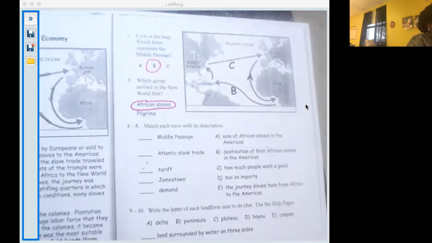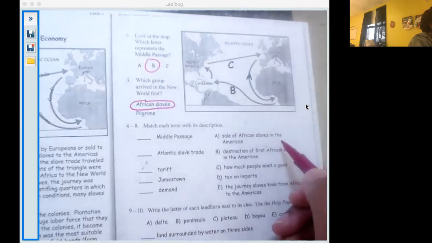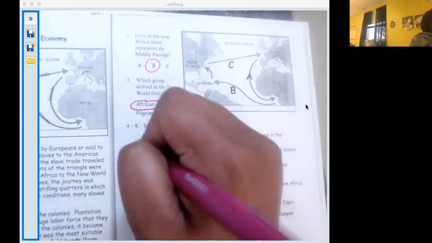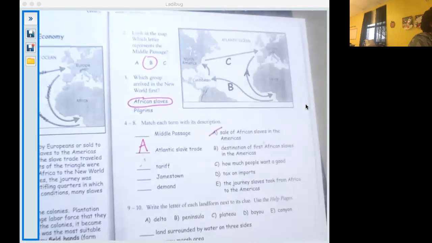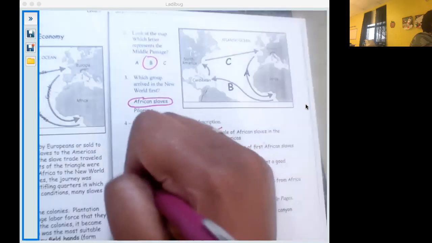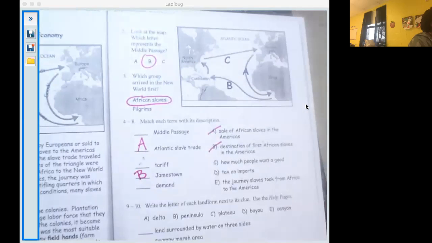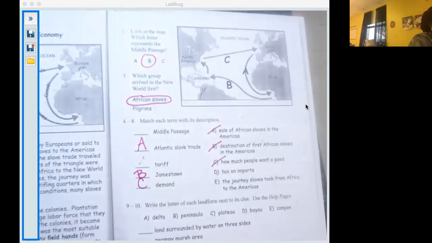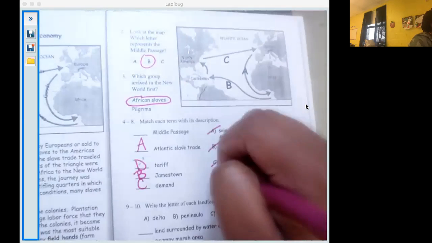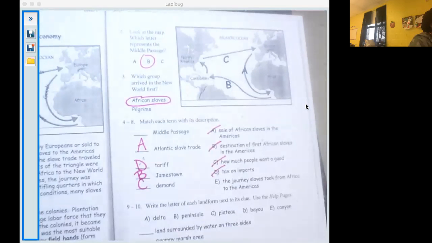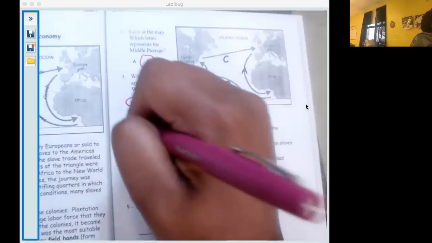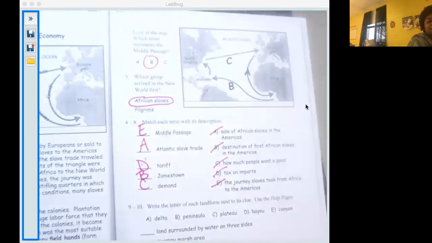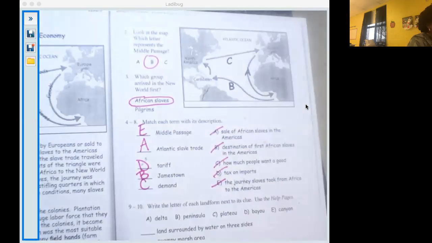All right, 4 through 8, match each term with its description. A, the sale of African slaves in the Americas was called the Atlantic slave trade. The destination of the first African slaves in the Americas, that was Jamestown in 1619. How much people want a good, that is the demand. A tax on imports, you should have tariff. And for the last one, the journey slaves took from Africa to the Americas, you should have had the Middle Passage. Okay, so E, A, D, B, C.